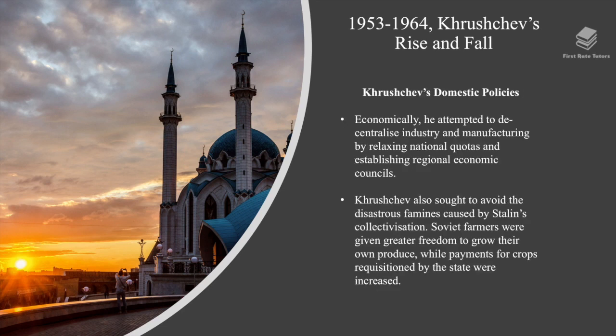Khrushchev's domestic policies. Economically, he attempted to decentralize industry and manufacturing by relaxing national quotas and establishing regional economic councils. Khrushchev also sought to avoid the disastrous famines caused by Stalin's collectivization. Soviet farmers were given greater freedom to grow their own produce, while payments for crops requisitioned by the state were increased.